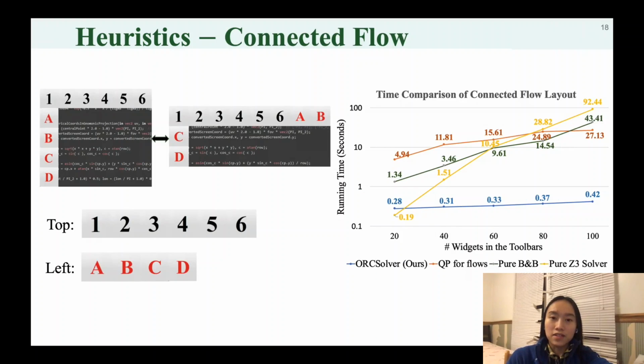The next layout pattern is connected flow. If 2 flows are connected, widgets in one can move to the other. In this case, given the target number of rows in the first toolbar, OrgSolver flows all the widgets in both toolbars into the first flow and stops when we reach the target number of rows, and assigns the remaining widgets to the second toolbar. It then applies the algorithm for simple flow to optimize both toolbars.